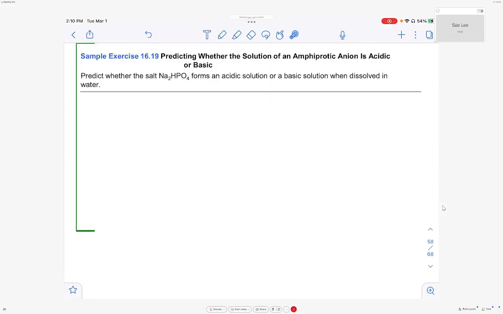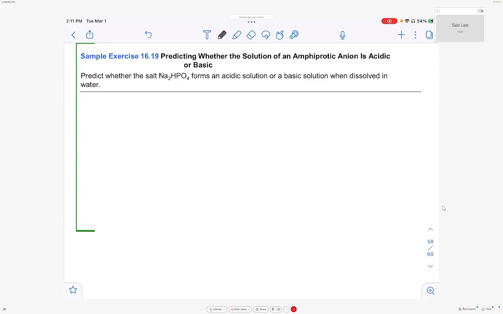Okay, let's try a sample exercise where the salt contains protonated anions. These are going to be a little bit more challenging type of exercise. We don't have much time, but we'll try the best we can. Okay. So predict whether the salt disodium hydrogen phosphate forms an acidic solution or a basic solution when dissolved in water.